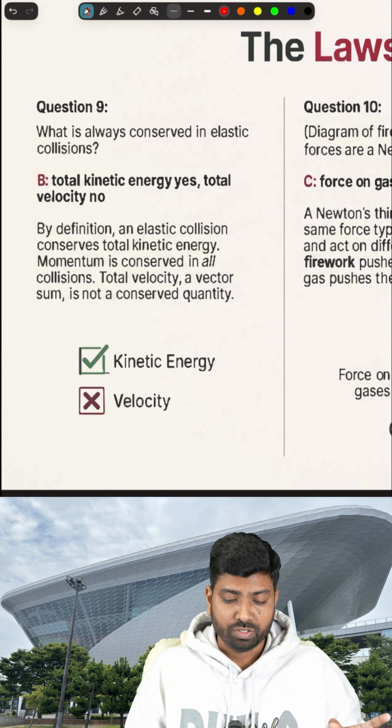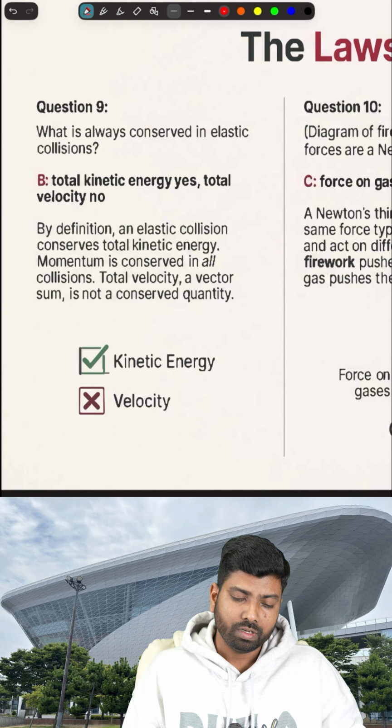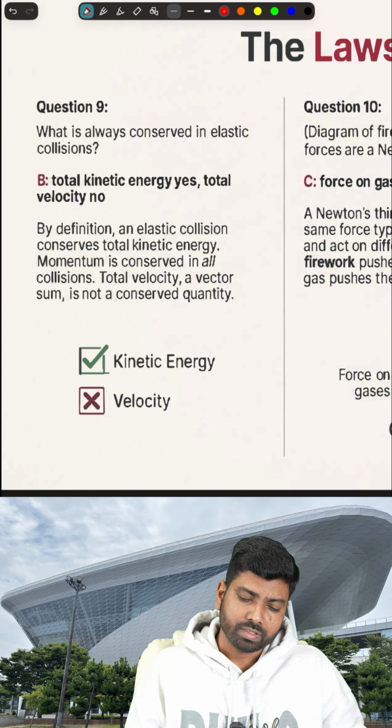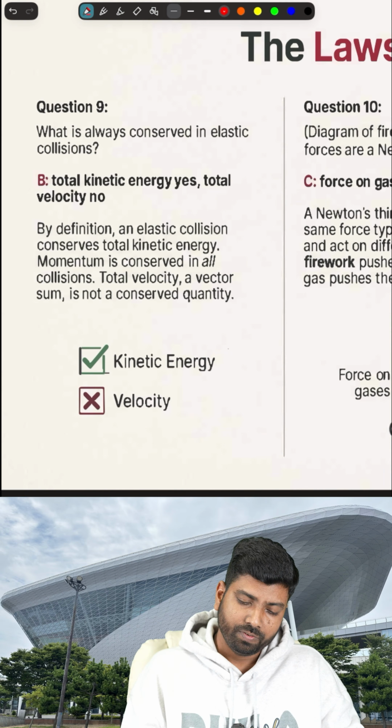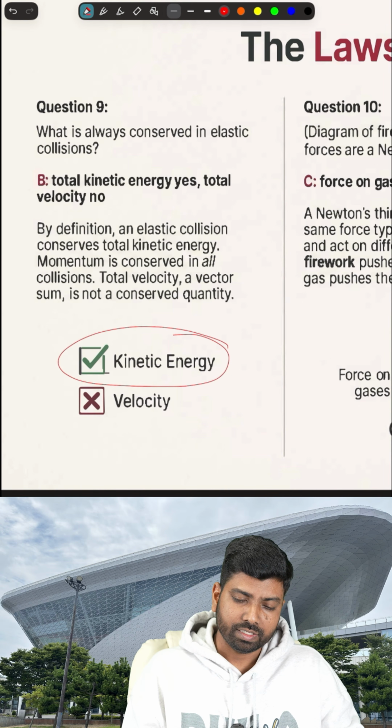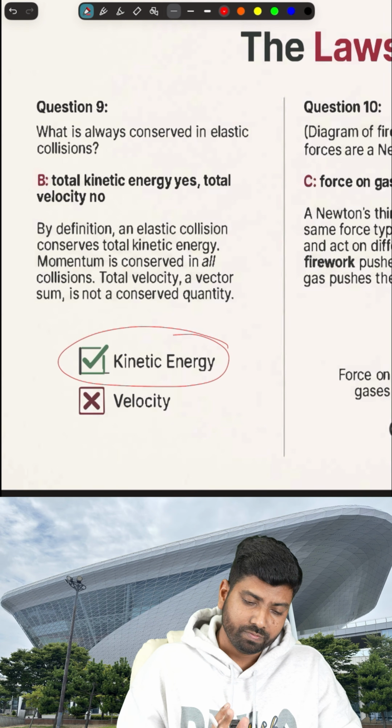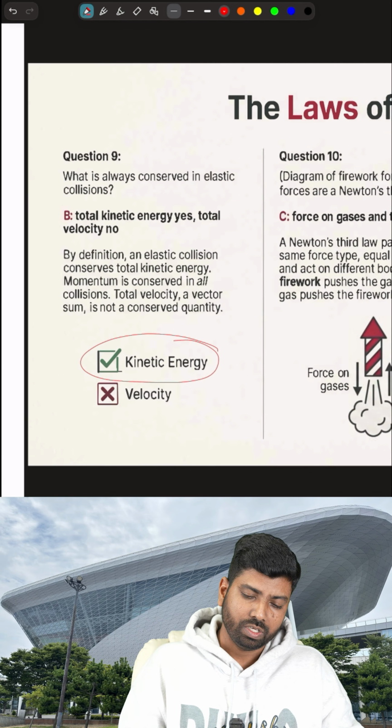So by definition, elastic collision conserves total kinetic energy. Momentum is conserved in all collisions. So total velocity, the vector sum, is not a conserved quantity, right? Therefore, kinetic energy is conserved and total velocity is not conserved, because velocity is a vector quantity.